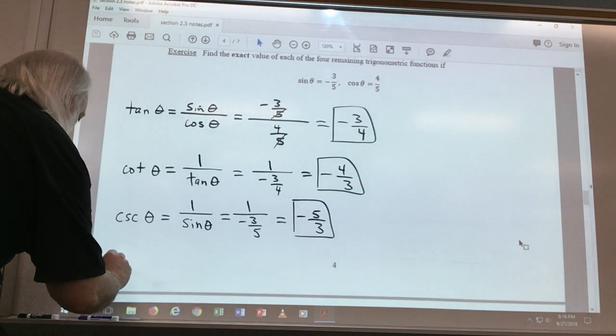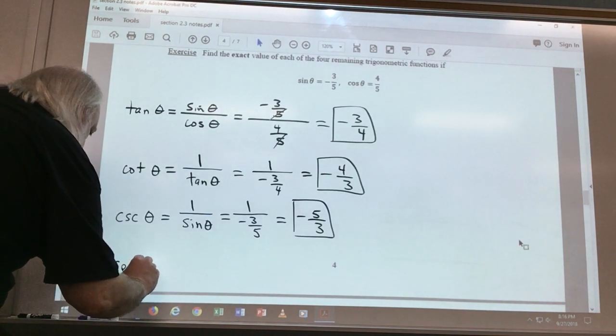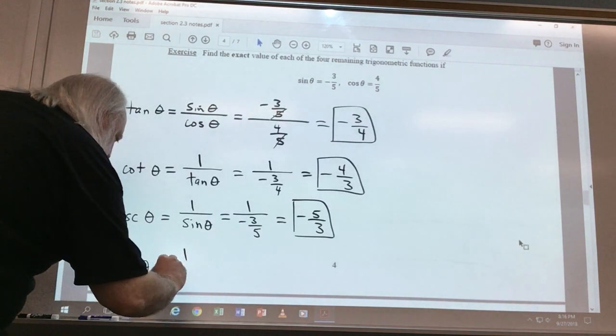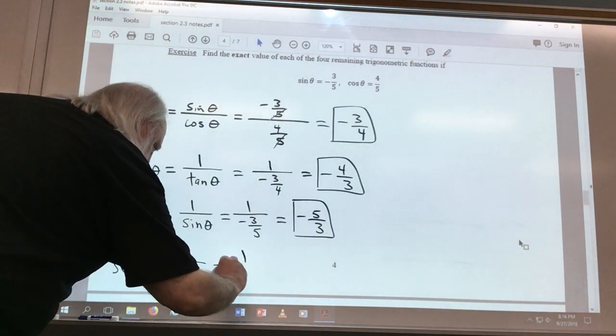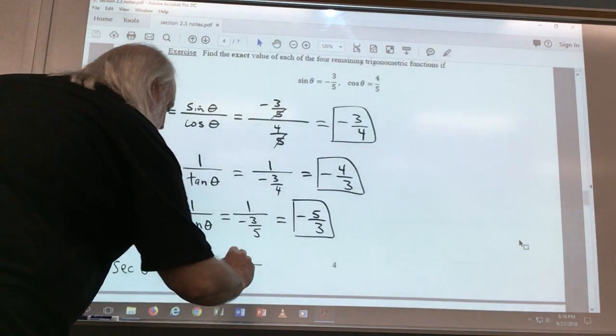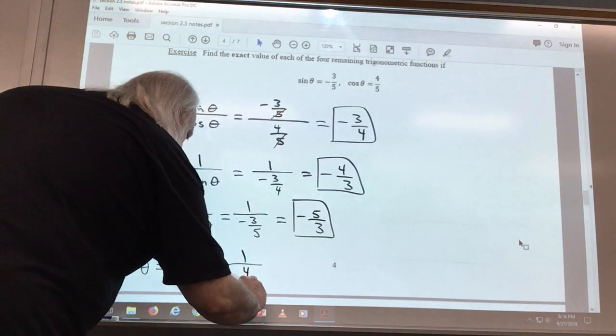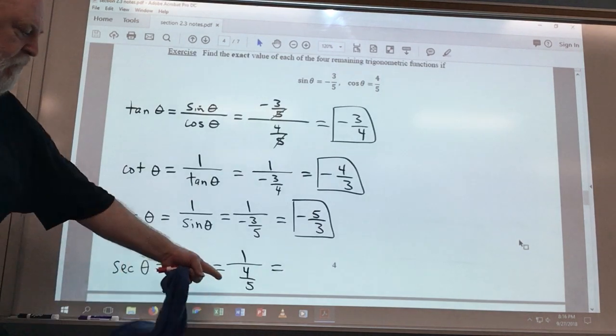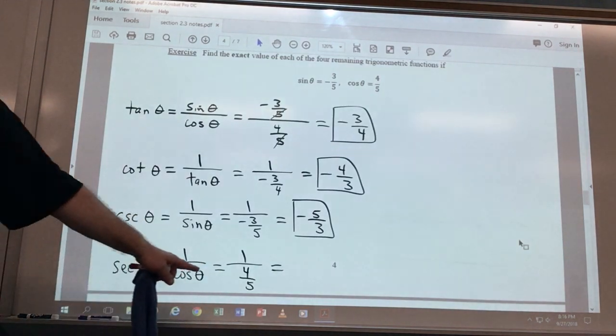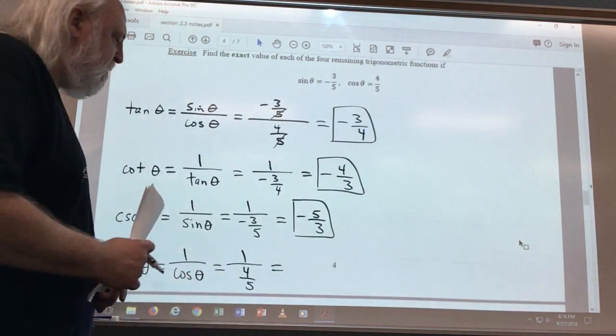Secant theta is the reciprocal of cosine theta from the rectangle up above. Cosine theta is equal to 4/5. So secant theta is equal to 1 divided by 4/5, which is just equal to the reciprocal of 4/5, which is 5/4.